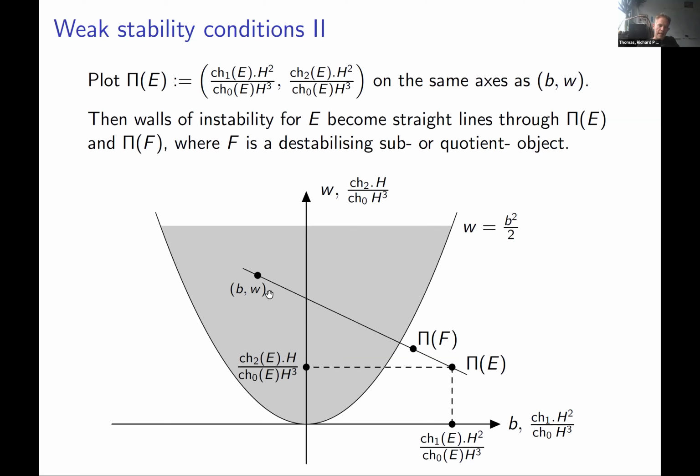And anywhere on that line, if B and W lie anywhere on that line, the slope of F will be equal to the slope of E, and it will actually be equal to the slope of this straight line. That's the way it works. That's how everything's chosen. And when B and W are maybe below that line, E might be stable, and above that line, it'll be unstable because F will have destabilized it. So that's roughly what's going on.